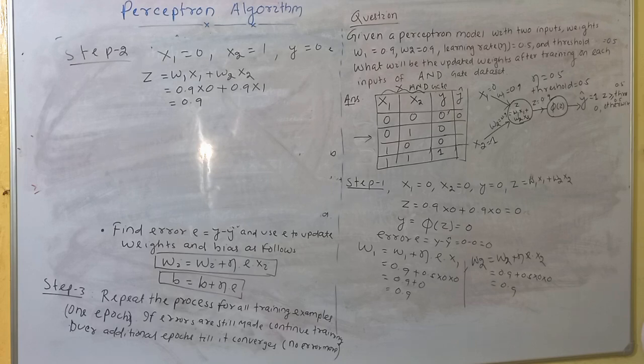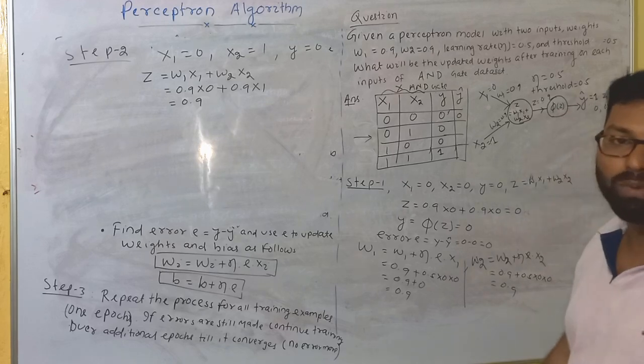So this z is equal to 0.9. What is the threshold? Now if I put in 0.9, my threshold is 0.5. So the z value is greater than 0.5.